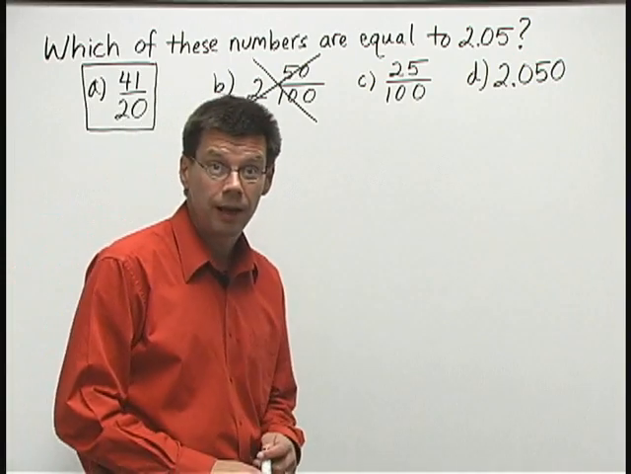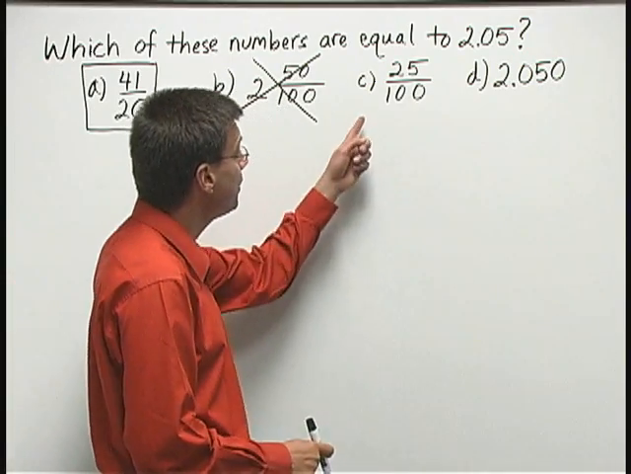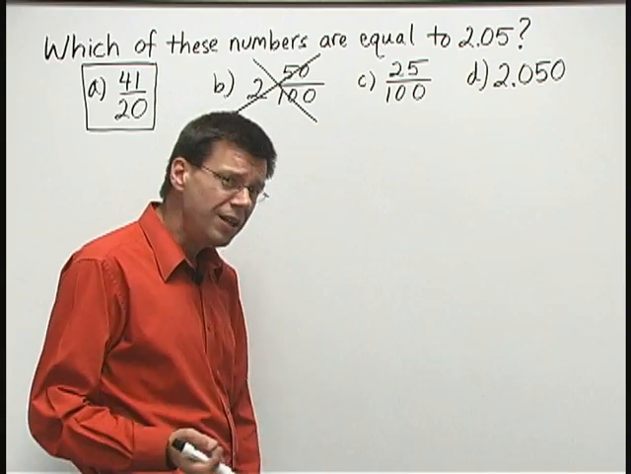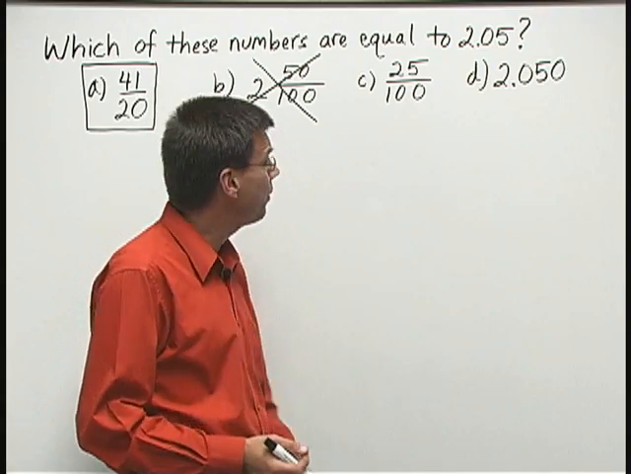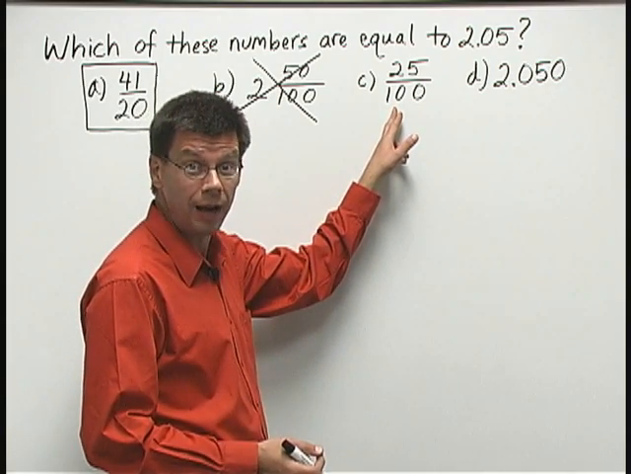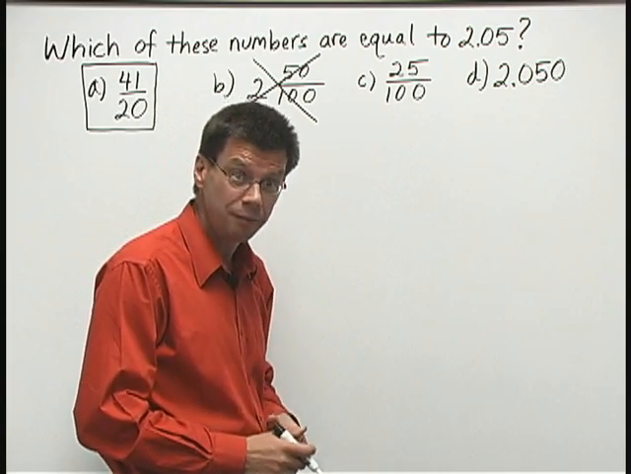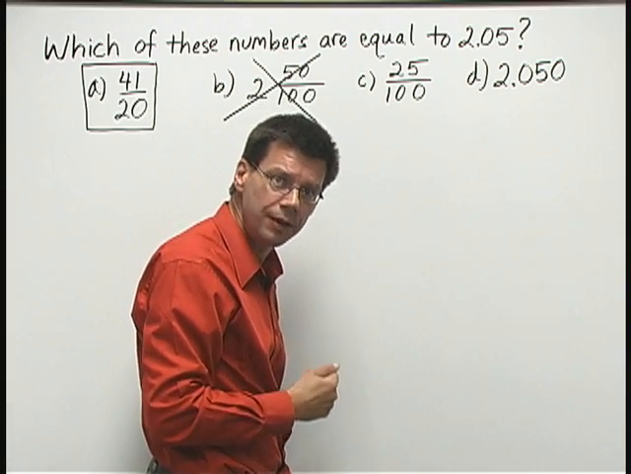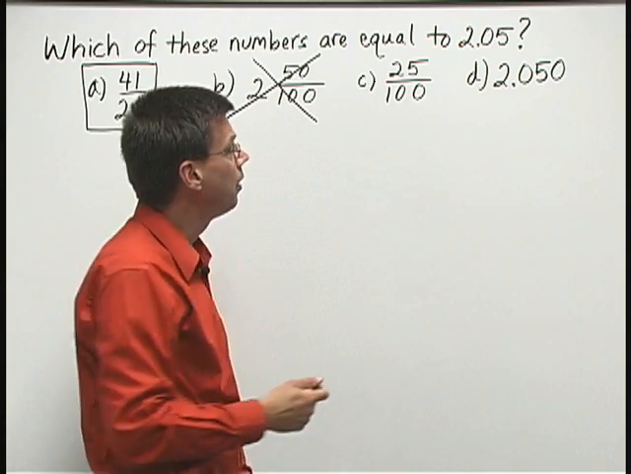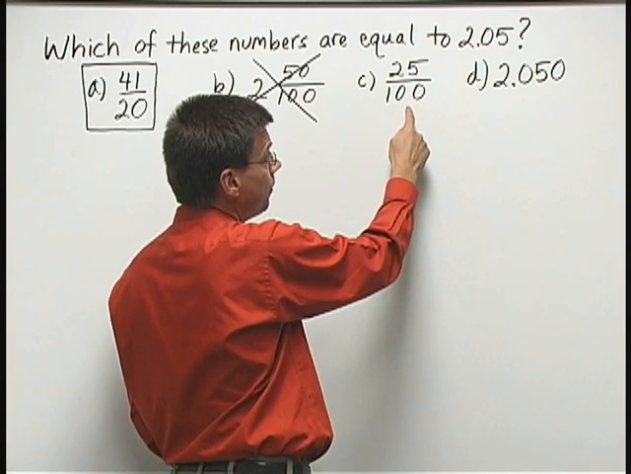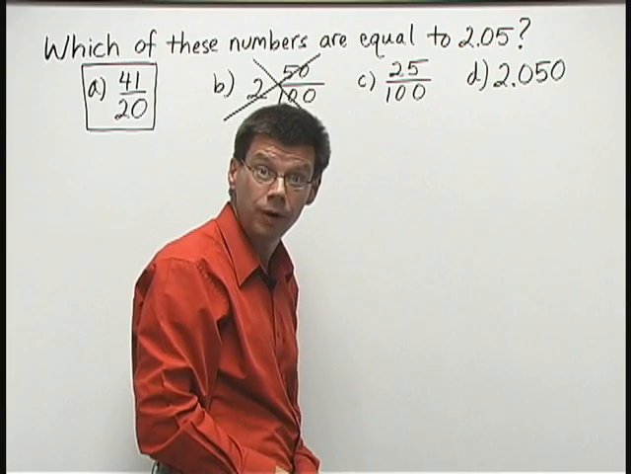Now let's take a look at the third number here, C, 25/100ths. Now there's an easy way here to tell whether 25/100ths is equal to 2.05 or not. In fact, it can't be. 25/100ths is a fraction that's less than 1 whole. The number on top is smaller than the number below, so it has to be less than 1 whole.